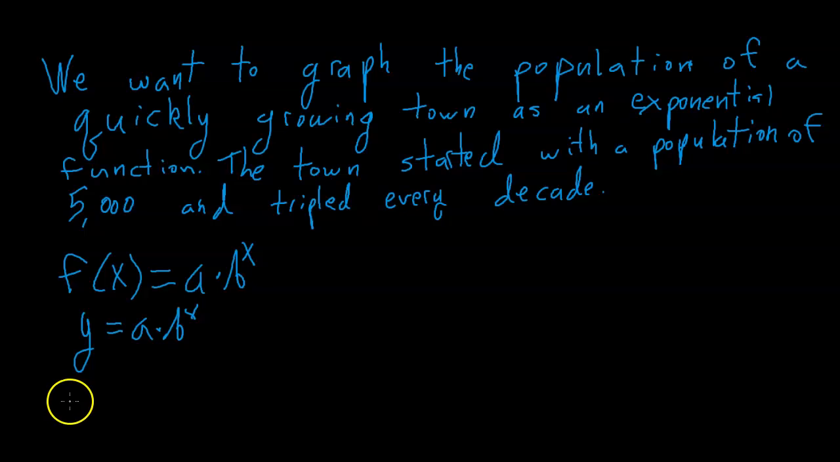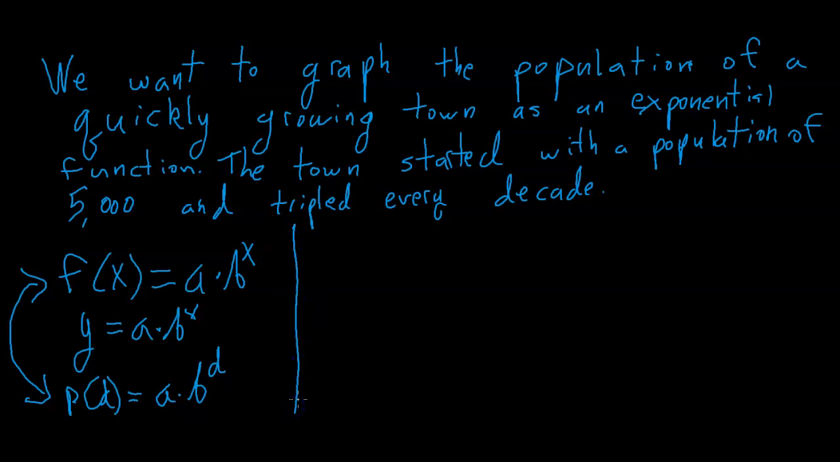We could, if we wanted to, graph this as, let's say, P of D equals A times B to the D power, where we call our function P for population, and we call our independent variable D for decade. And you should see that these two are of the exact same form. We're just using different letters to represent the variables. We can use whatever kind of notation we want, right?